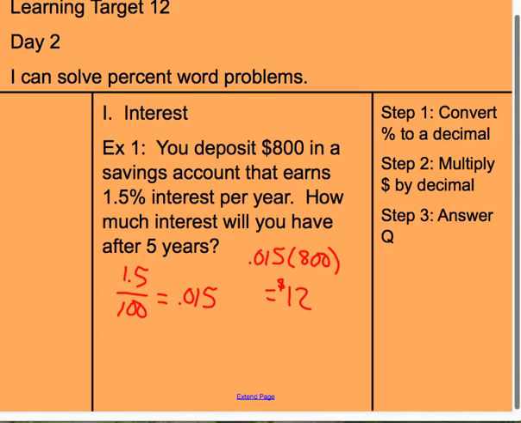And then we need to make sure that we're answering the question. The question is, how much money do we earn after 5 years? So if we earn $12 per year, we multiply that by 5 to get $60 in 5 years.